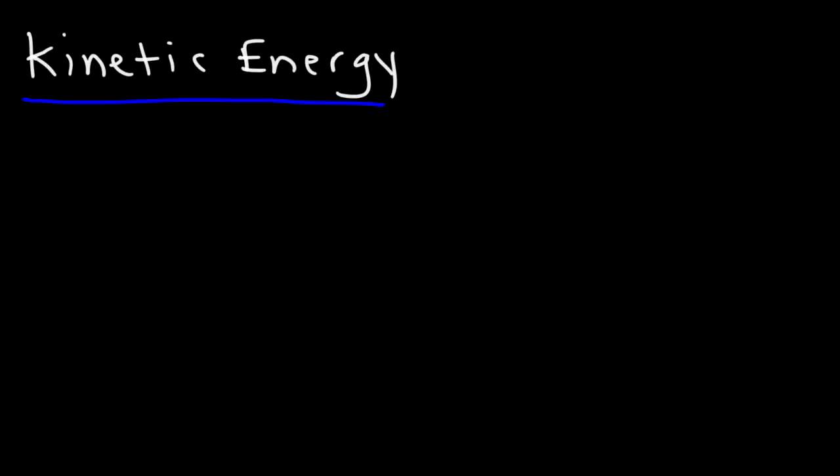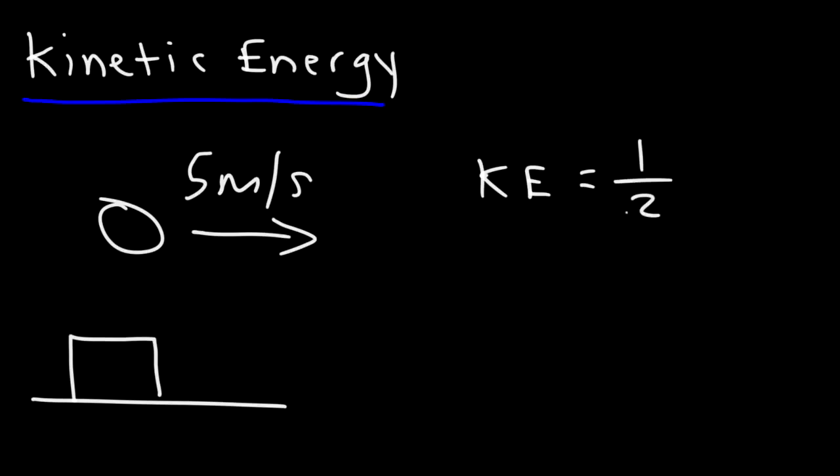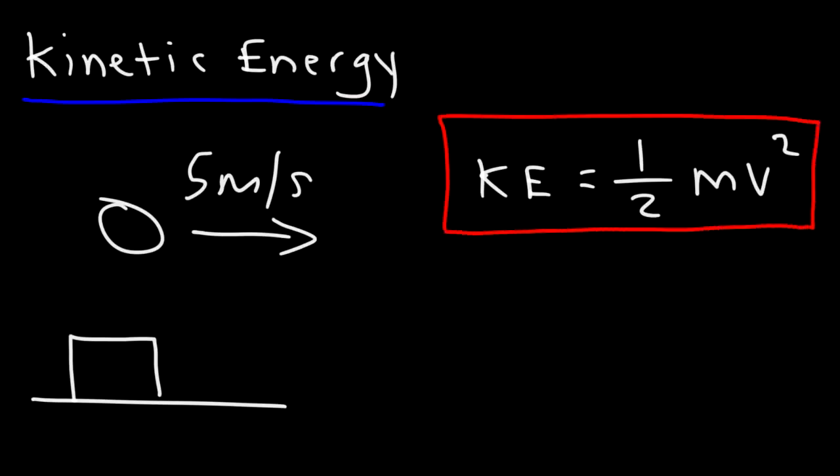Anything that moves has kinetic energy. So if you have a ball moving at 5 meters per second, it has kinetic energy. If you have a block that's at rest, it's just sitting on the ground doing nothing, it has no kinetic energy. So anything with mass and speed has kinetic energy. The formula for it is KE is equal to 1/2 mv squared. So kinetic energy depends on the mass and the speed of the object.